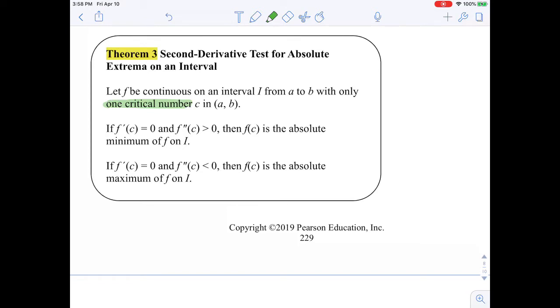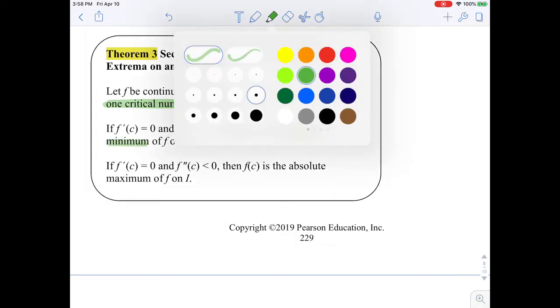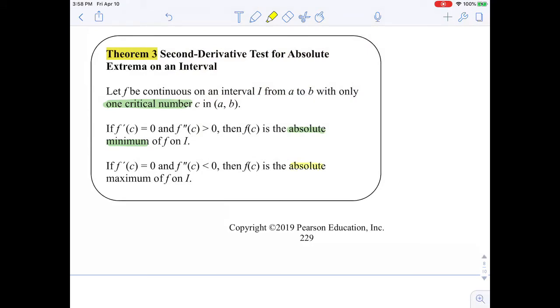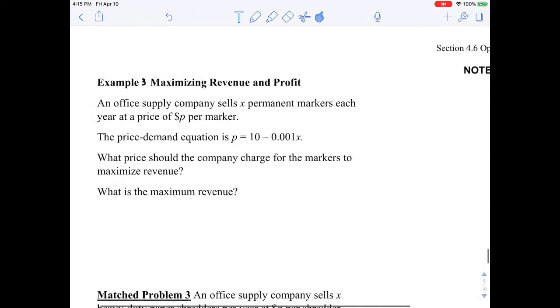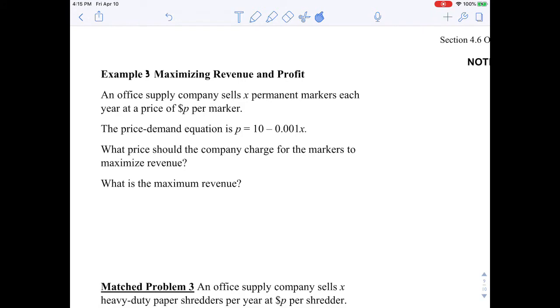we can take the second derivative, and if the second derivative at that critical number is greater than 0, then it's an absolute min. If it's less than 0, then it's an absolute max. And we're going to use that second derivative test to test our critical value. So for example, we're going to find the revenue function, and if you recall, revenue is the price demand times x.